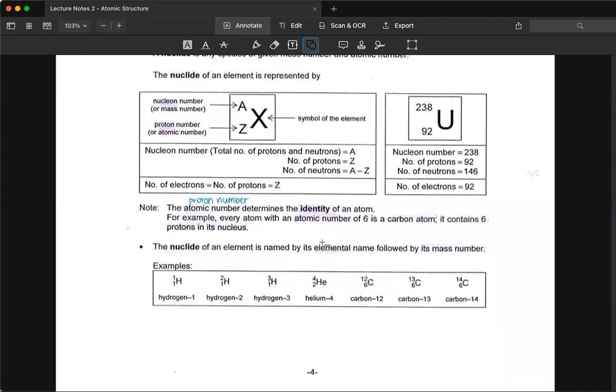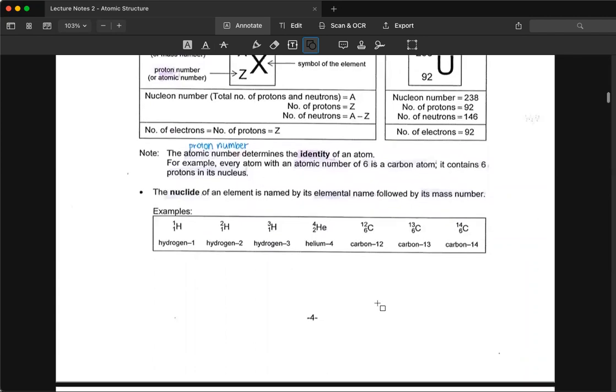The atomic number or the proton number determines the identity of the atom. For example, every atom with atomic number 6 is a carbon atom. It contains 6 protons in its nucleus. The nuclide of an element is named by its elemental name followed by its mass number. So we name hydrogen followed by the mass number. So these are the isotopes of hydrogen: hydrogen-1, hydrogen-2, hydrogen-3. And we have the isotopes of carbon, carbon-12. 12 represents the mass number of this particular isotope.